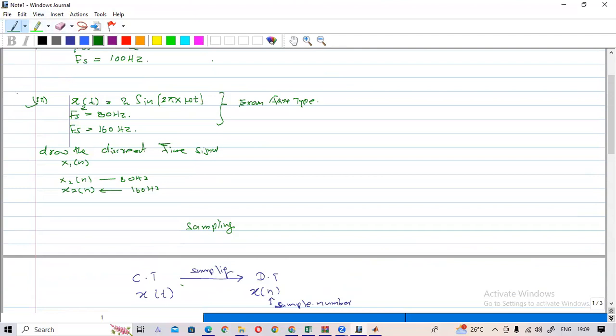This is a more important one, because the exam-type question will most probably be based on this sinusoidal signal. So we will take this question. Now our signal is 2 sin(2π·40t).